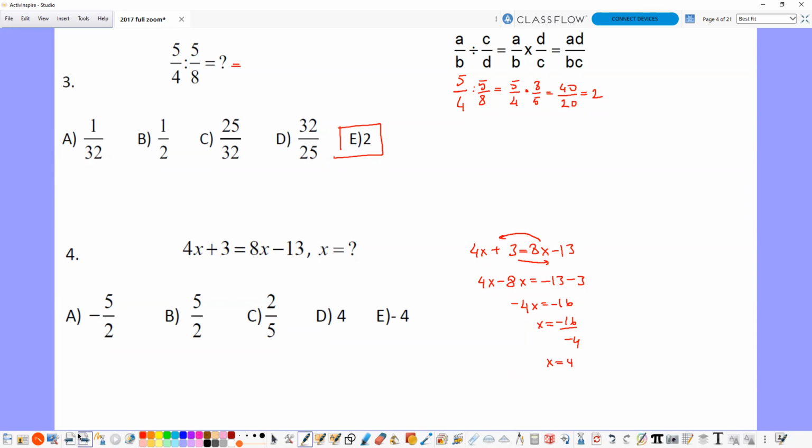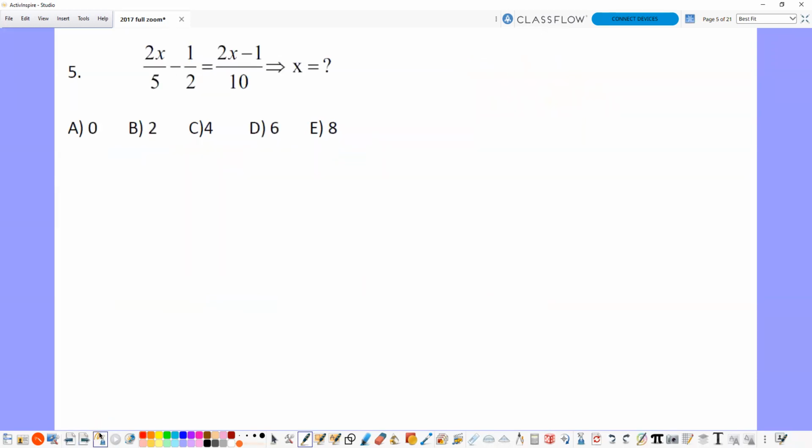Okay, we are going to continue with the next question. Here this is again equation question, but this time we have fraction. To do fraction operation, denominators must be same. This is the first rule. So if I have written here 2x over 5 minus 1 over 2 is equal to 2x minus 1 divided by 10.